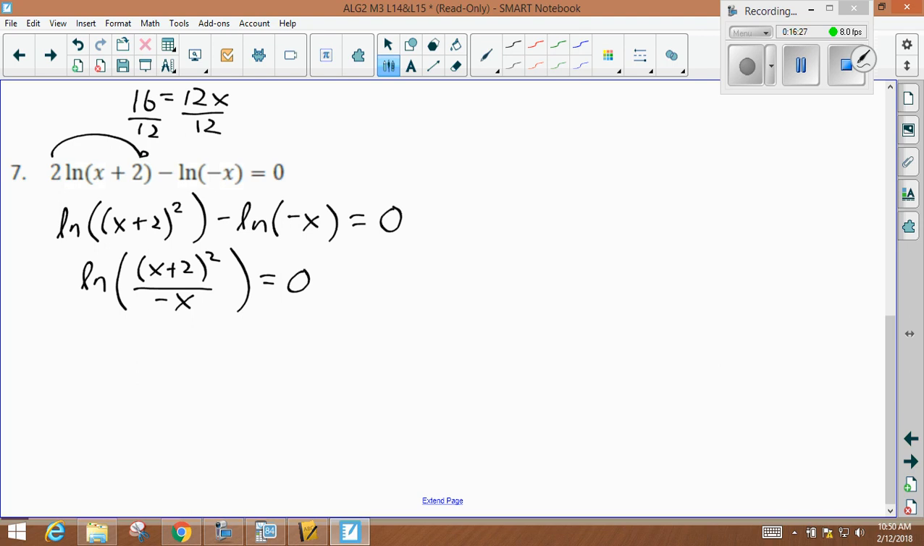Alright, so that means that I can write this as e to the 0 equals x plus 2 squared over negative x.